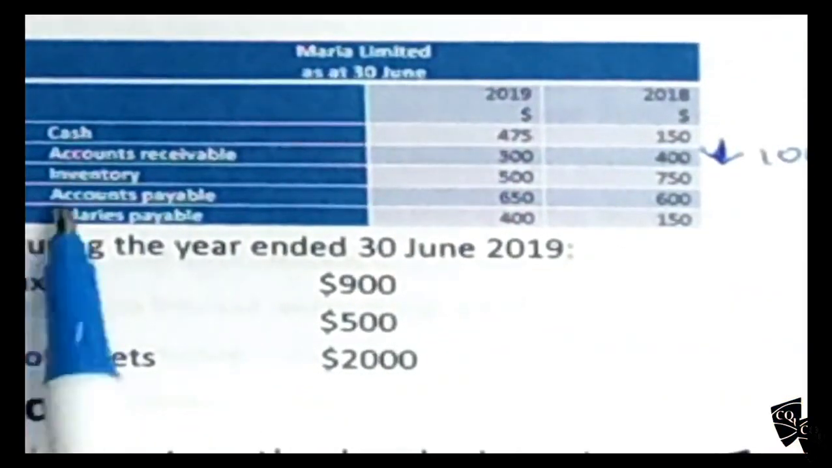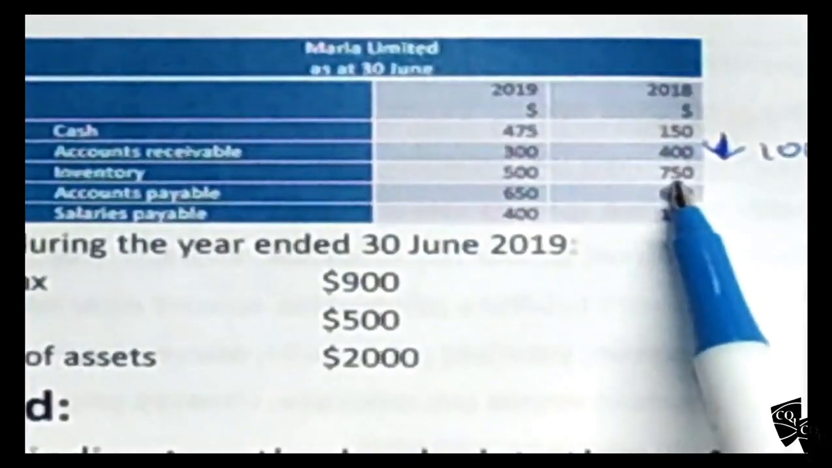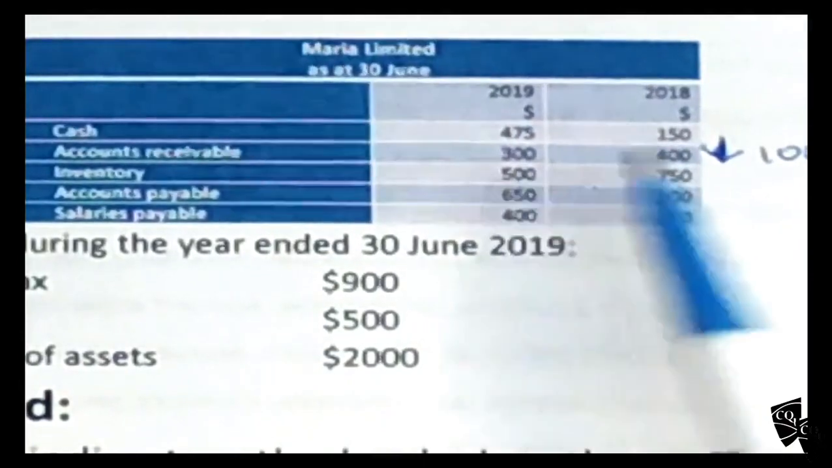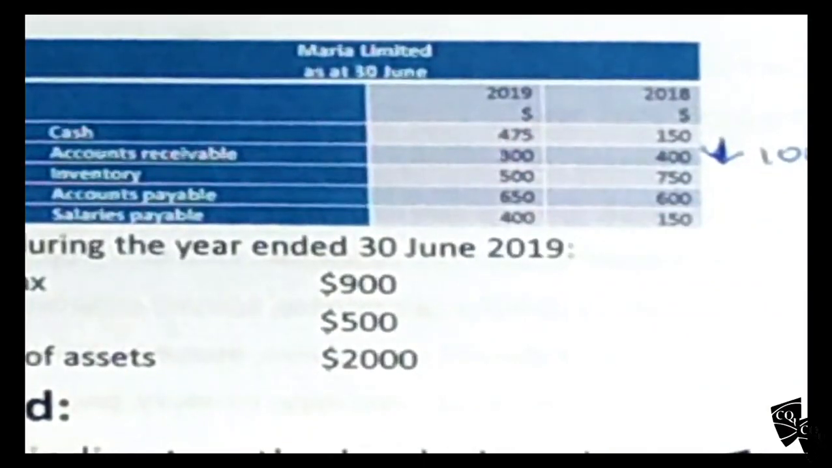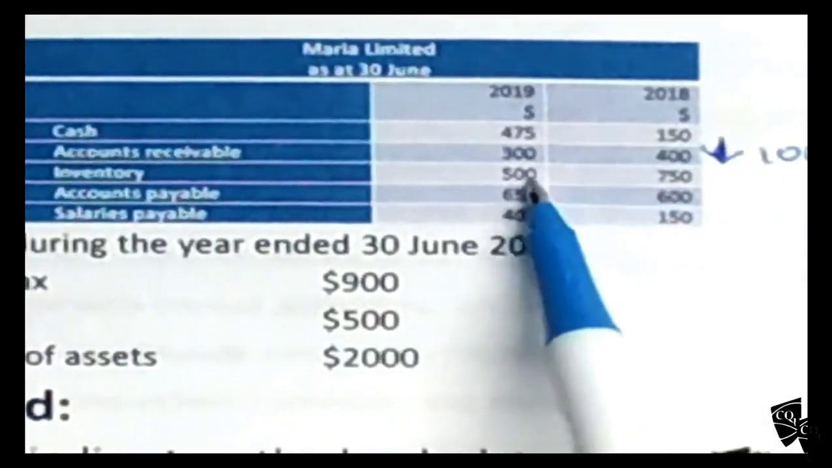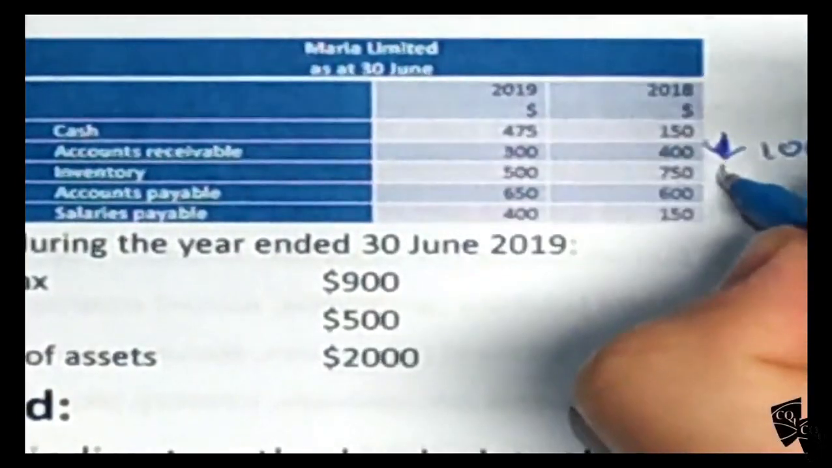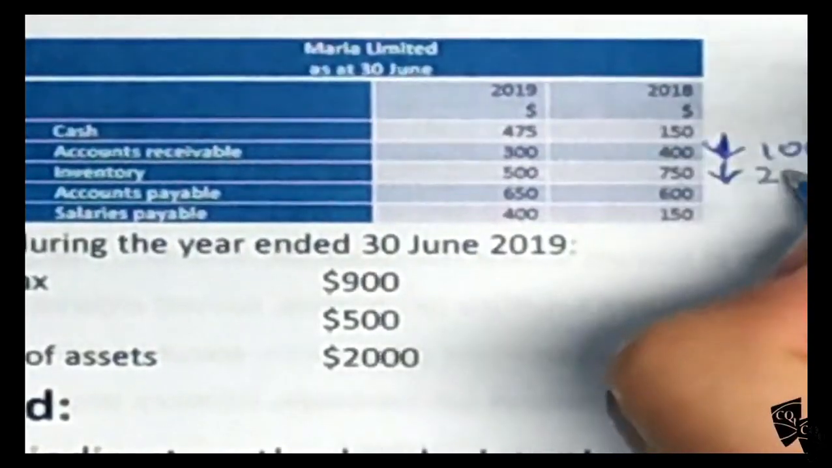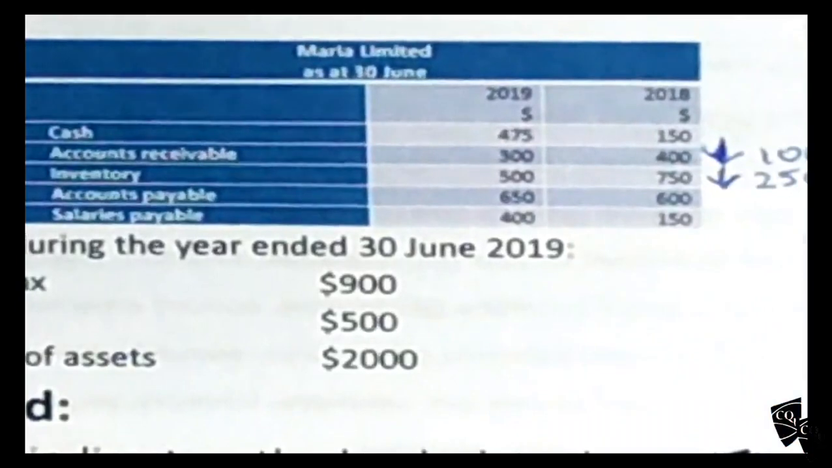Okay, let's do inventory next. We started off with 750 at the beginning of the year. We've now got 500. So that's a decrease. We're going down. We started with 750, we've only got 500. So again, draw a little down arrow. So we've got a decrease, and the difference is 250. So it's a decrease of 250.